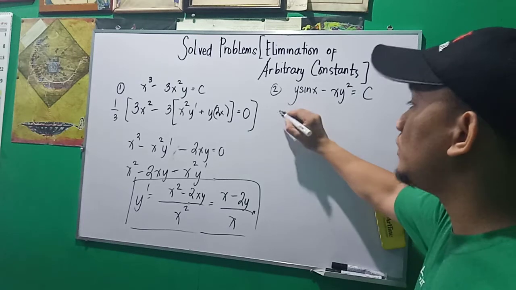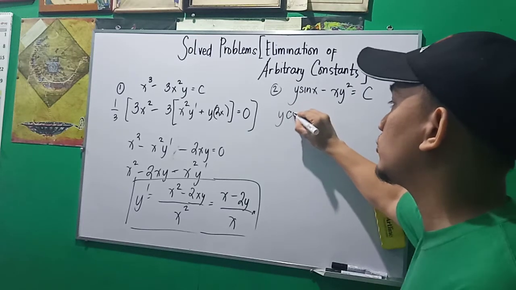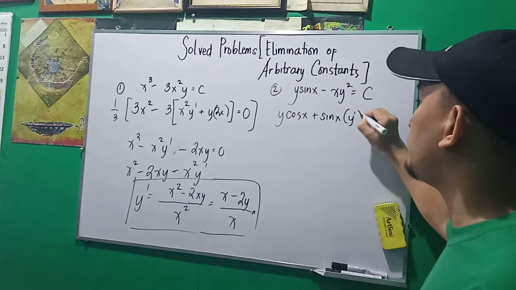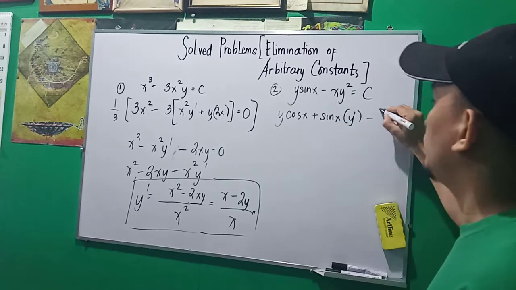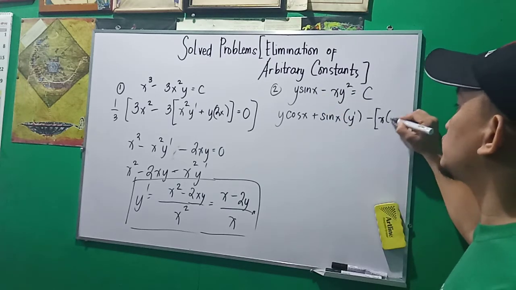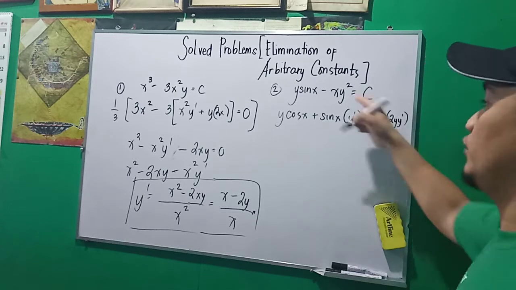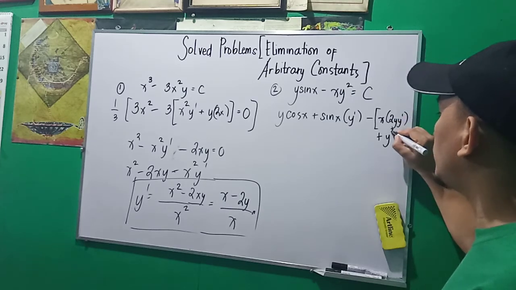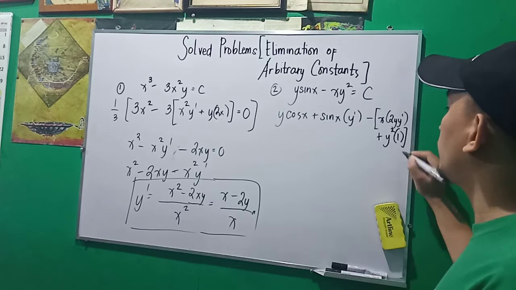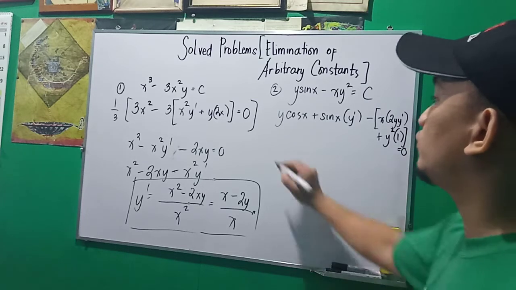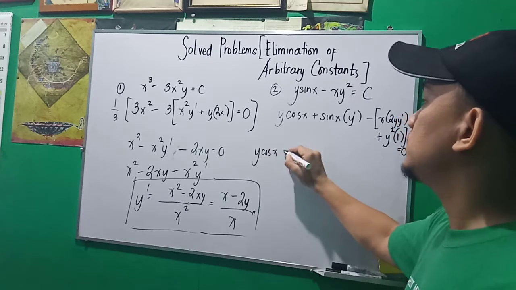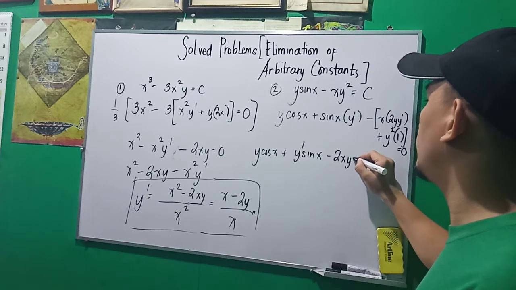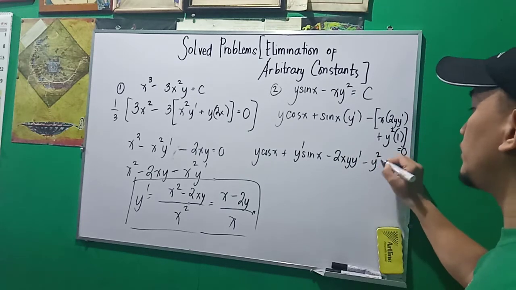So, that is UDV, y. Ano derivative ng sin x? Cosine x. Plus sin x. Ano derivative ng y? That is y prime. Minus UDV, x times 2y y prime. Ano derivative ng y squared? Diba? 2y y prime. Plus y squared. Ano derivative ng x? That's 1, equals 0. So, simplify natin mga lodi. y cosine x plus y prime sin x minus 2xy y prime minus y squared equals 0.